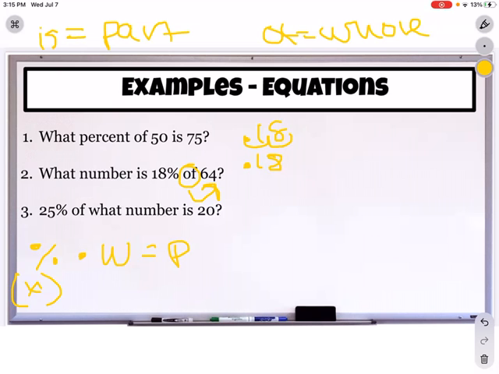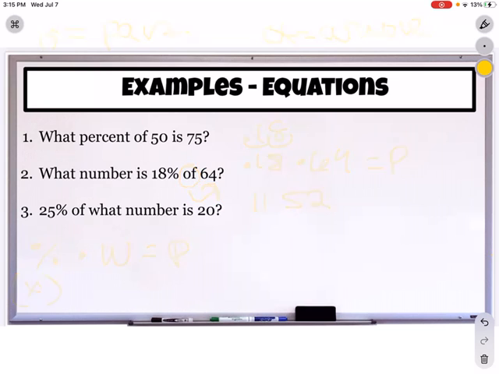Of, I know that is my whole. So I can just do that as 64. And I don't know my part because it's asking what number is. So I'm just going to put P there. Now I can open up my calculator and I can do 0.18 times 64, which gives me an answer of 11.52, which is my part.